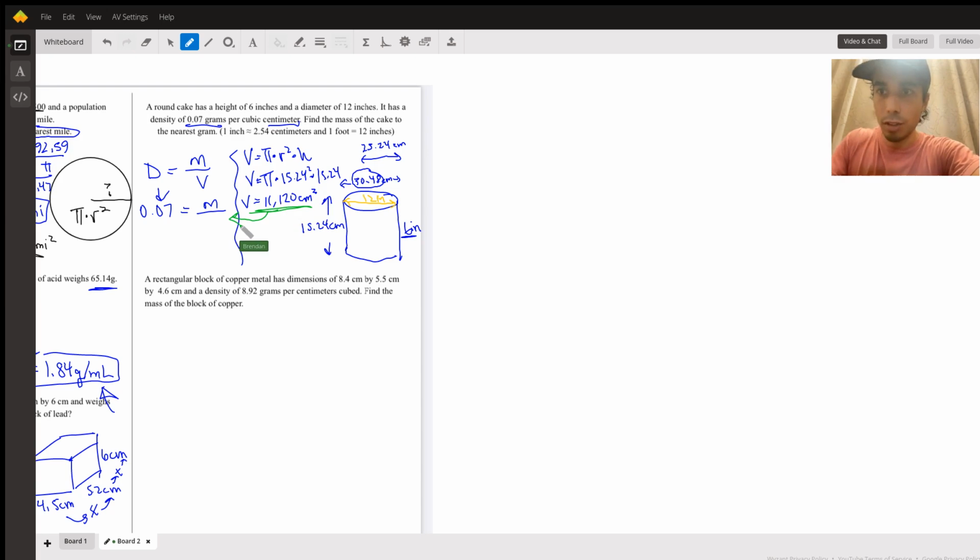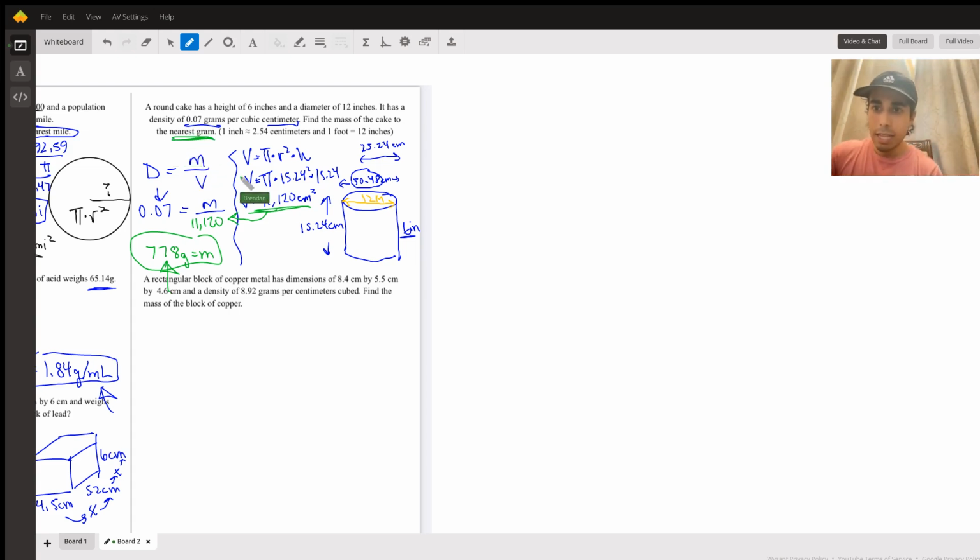So mass over volume, we can put that into our formula, 11,120. And then again, when we're finding mass, pretty much always that last step, just multiply that volume to the other side. So you're going to do 0.07 times 11,120. That's going to give you your mass, 778 grams. And notice that I rounded that answer because it says to the nearest gram. Whenever they say to the nearest, that just means go ahead and round it.